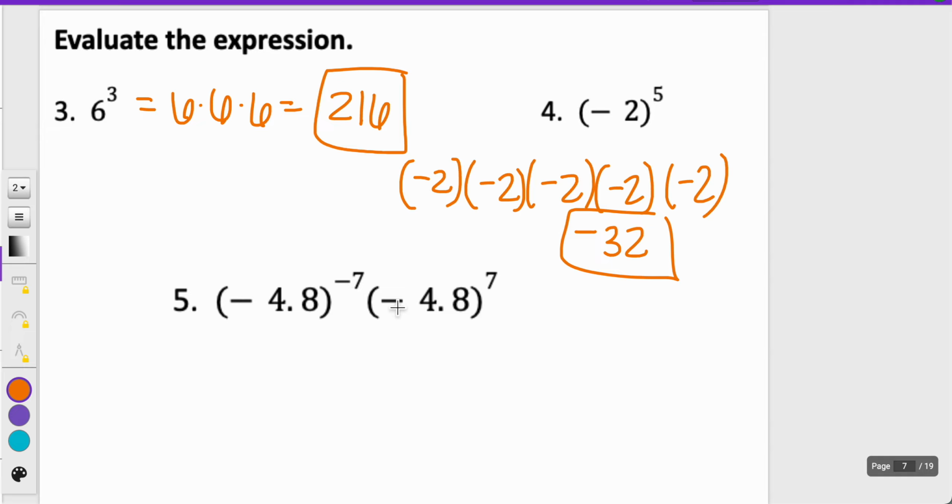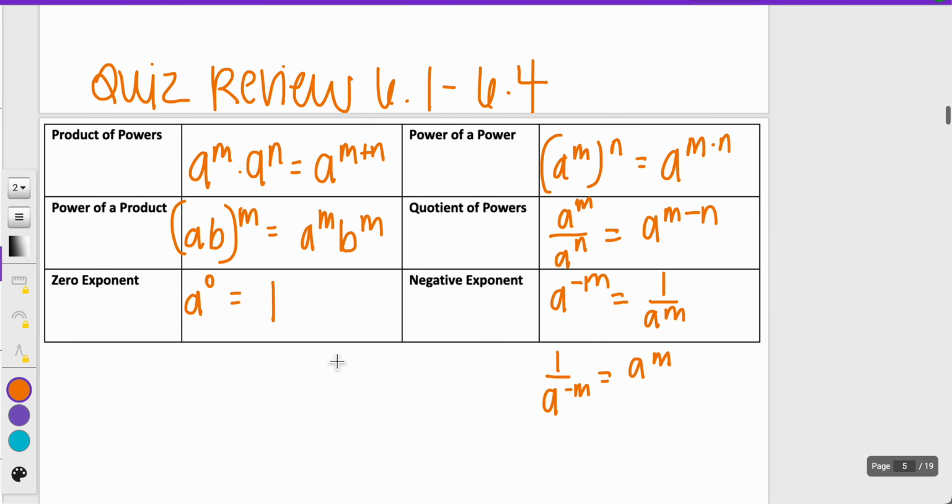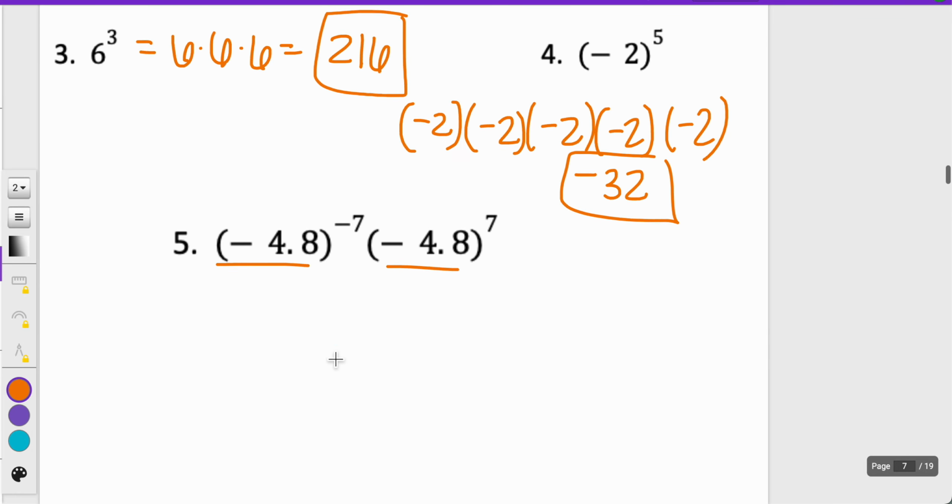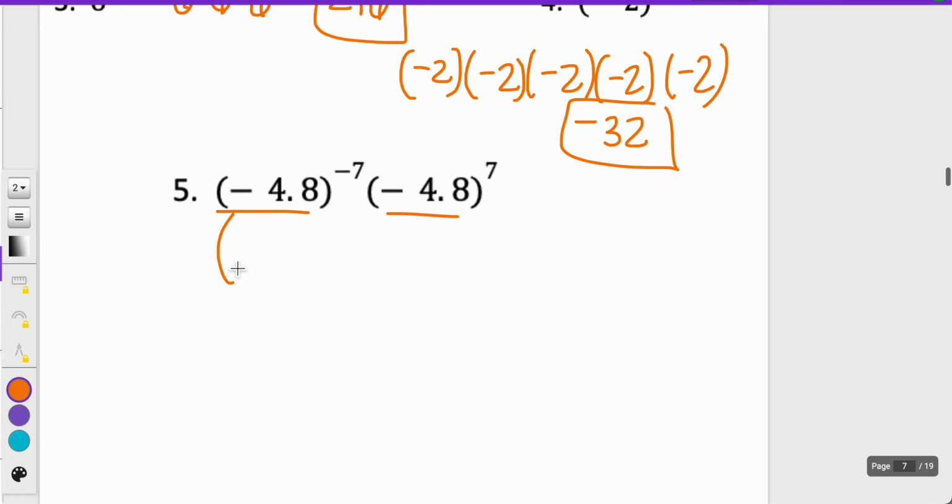-4.8 to the -7th times -4.8 to the +7th. Because these are the same base, I can use my product of powers, so I can just add those two exponents together. So initially I would get -4.8 to the 0 power, because -7 plus +7 is 0, which is equal to 1.